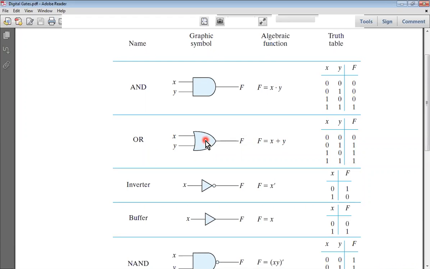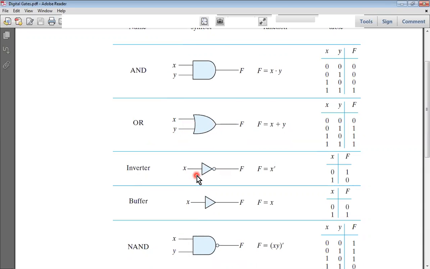Now, how do you describe the functionality of the OR gate in one line? The output of the OR gate is 1 if at least one of the inputs is 1. If at least one of the inputs is 1, then the output of the OR gate is 1. Otherwise, if all the inputs are zeros, only then the output of the OR gate is 0.